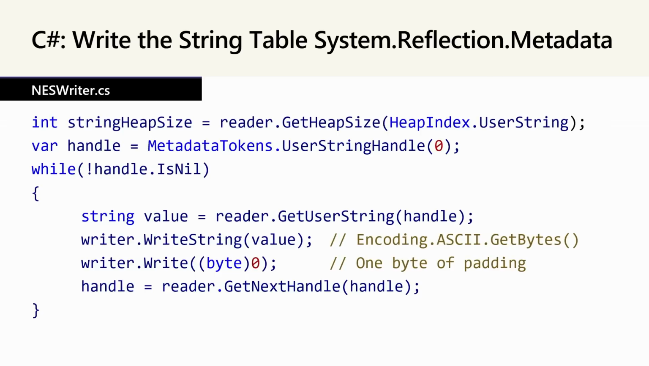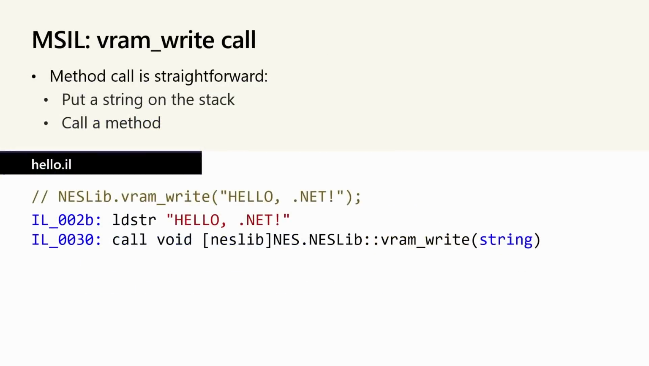So if we call the writer and we pass this string in, what you can imagine what that write string method does is it just calls Encoding.ASCII.GetBytes and just writes those bytes to the underlying stream. And then there's a 0 byte between each string. So that part's kind of straightforward. What about the actual method call, right?